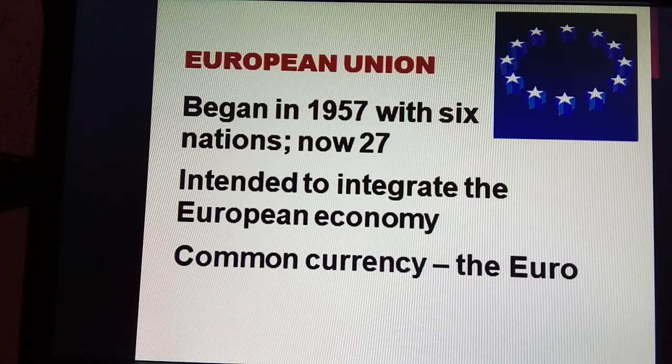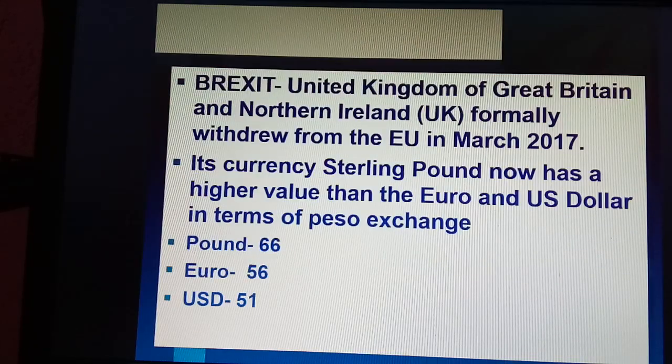But I think you have an idea that one of the founding members, the United Kingdom of Great Britain, has exited the European Union, the so-called Brexit, and went back to its currency, the sterling pound. So Brexit: the United Kingdom of Great Britain and Northern Ireland, also known as the UK, formally withdrew from the European Union in March 2017. Its currency, the sterling pound, now has a higher value than the euro and the US dollar in terms of peso exchange. So why is that so?